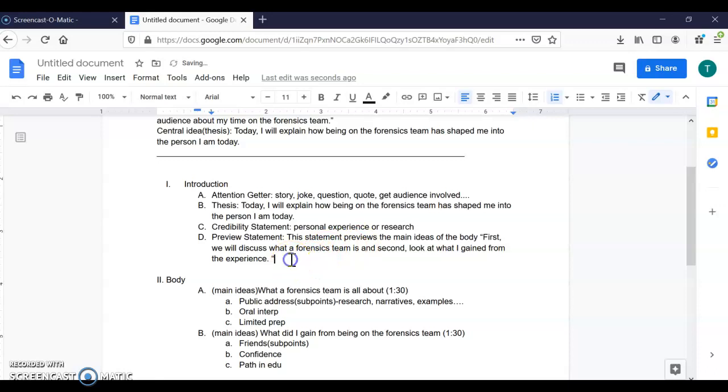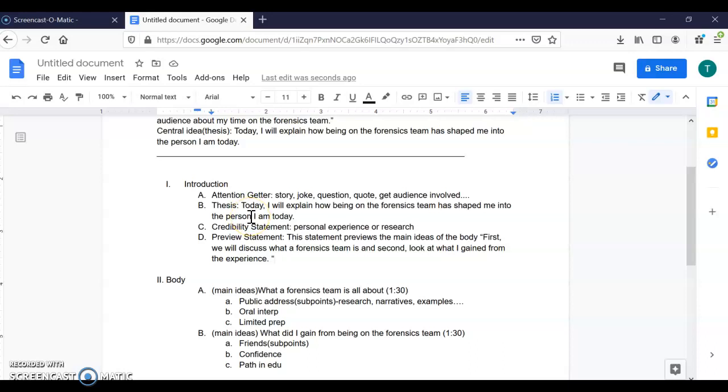So now your introduction is done. Again, go look at my examples, because I actually type out what my personal experience is. I actually type out the attention getter that I want to use, which was a story. So again, you want to put this into full sentences. But your attention getter grabs our attention. It's the first thing that should come out of your mouth. Again, don't preface your thesis.